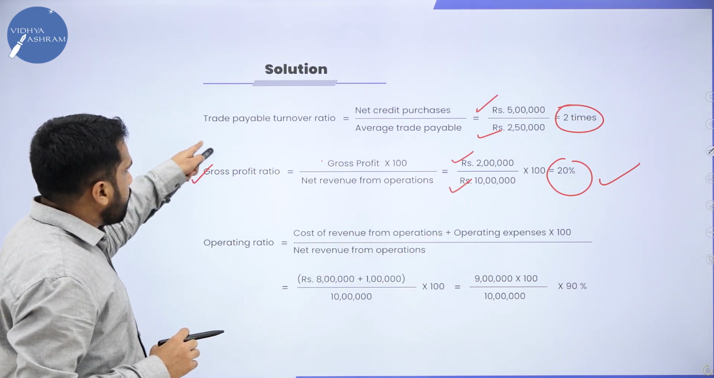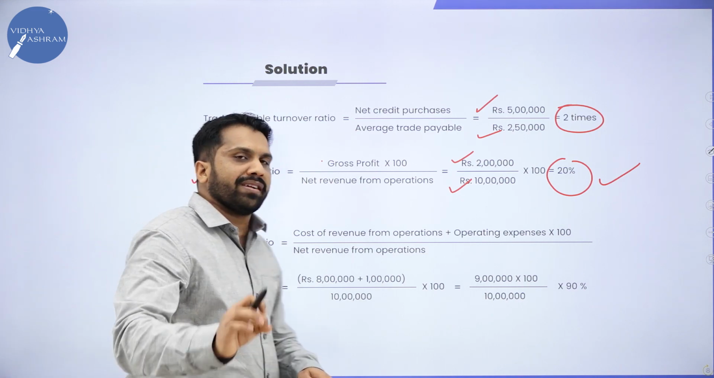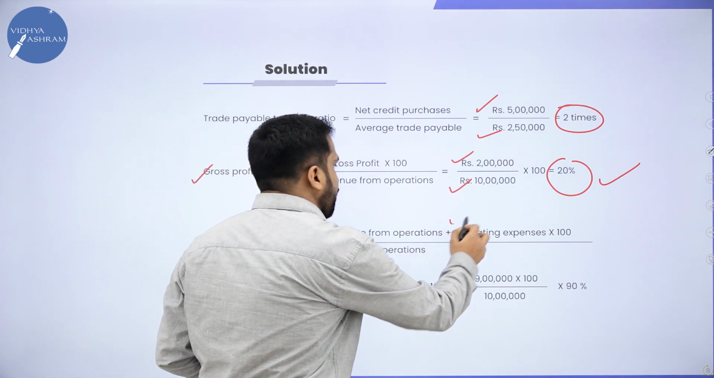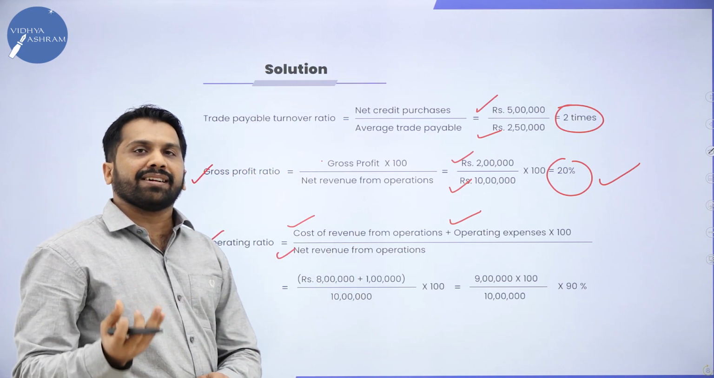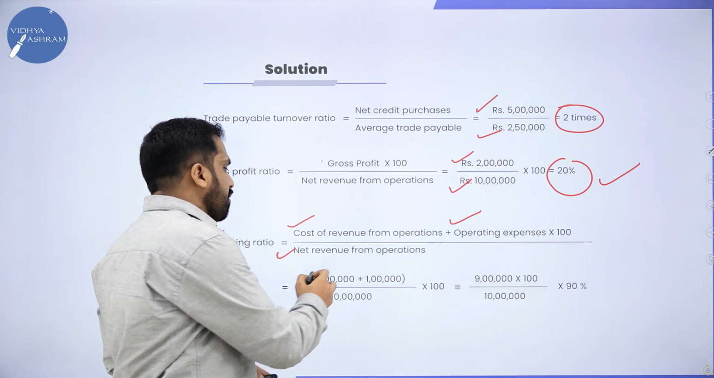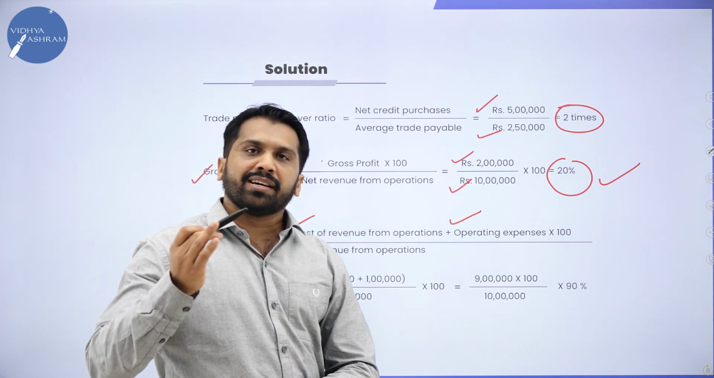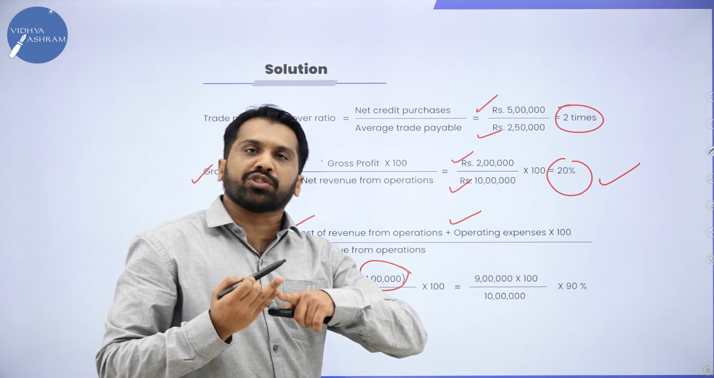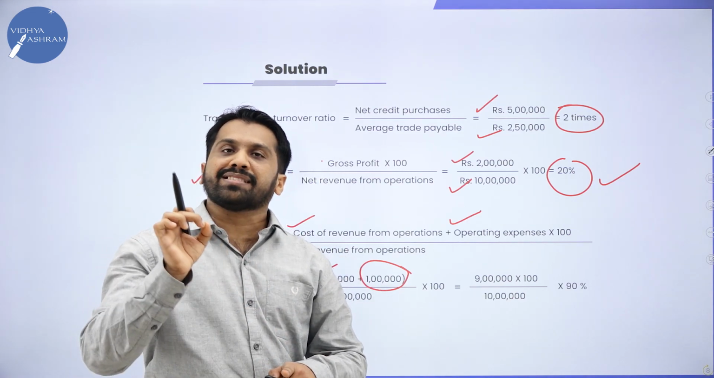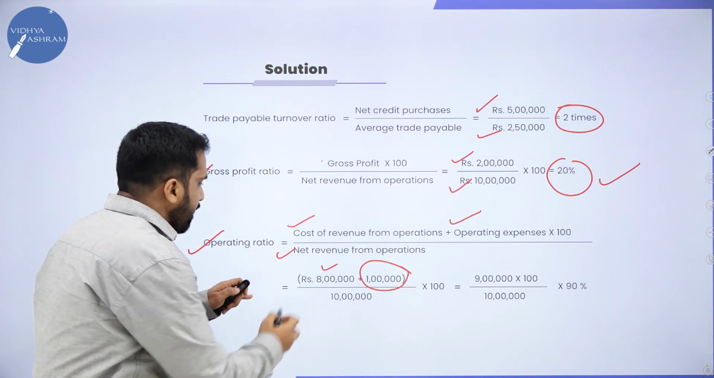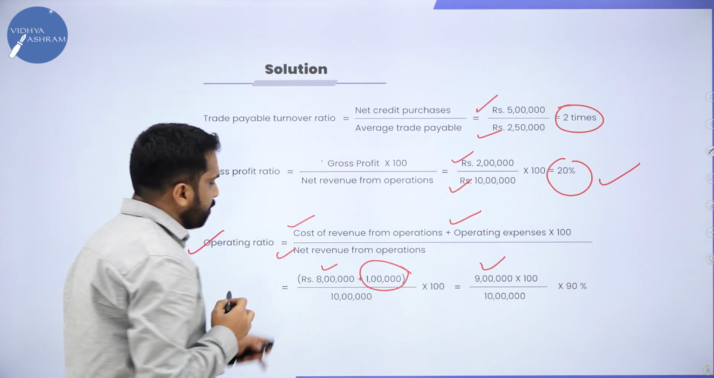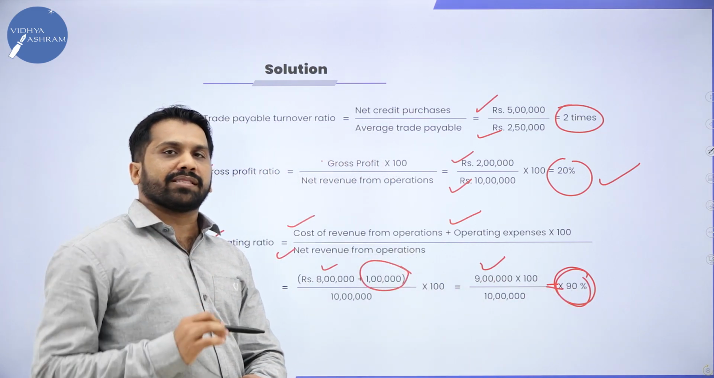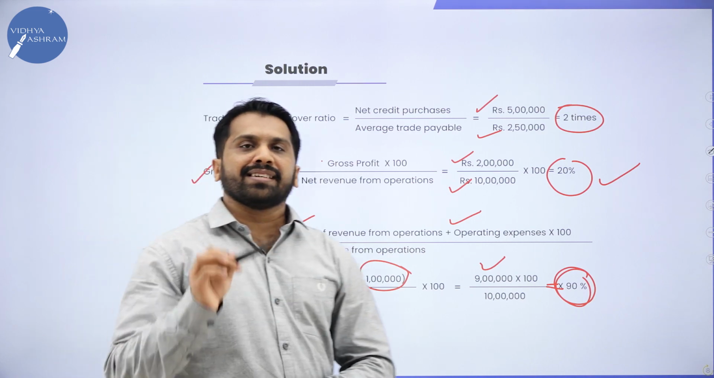Next, your payable is over. The last part is operating ratio. Operating ratio, what is the formula? Cost of revenue plus operating expenses divided by net revenue from operation. Now, cost of revenue is already calculated. That is how much? 8 lakh. Now, operating expenses are given in the question itself. Just check your question. In the question they have mentioned operating expenses is 1 lakh. Now, 8 plus 1, how much? 9 lakh. Divided by 10 lakh multiplied by 100, you will get the answer, 90%. Now, your operating ratio is 90%.